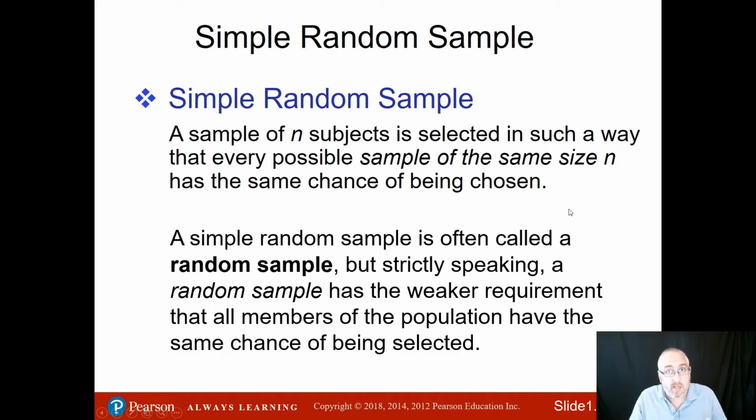The big thing is that they're random. There are only a couple of different ways to do a true random sample: drawing names out of a hat, or using a computer program, a random number generator type of thing, would give you a random sample as well. So let's take a look at some other ways that we can get samples.